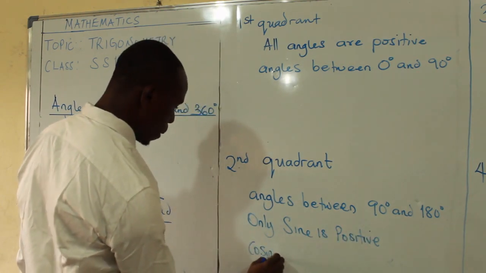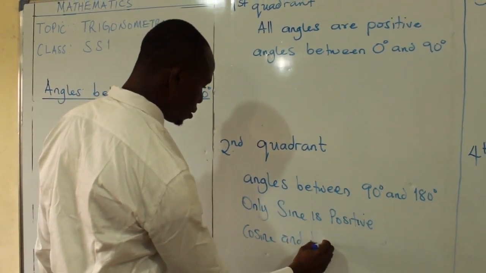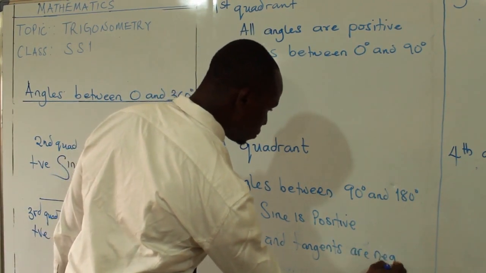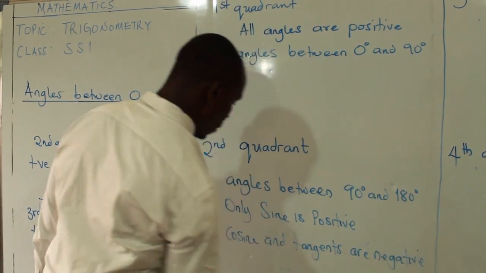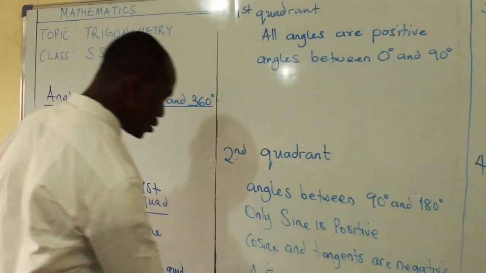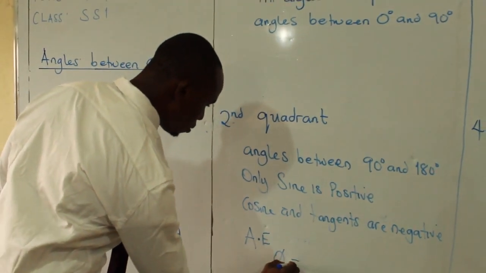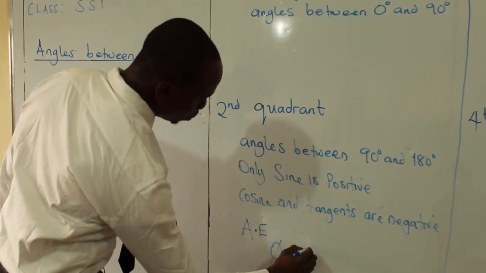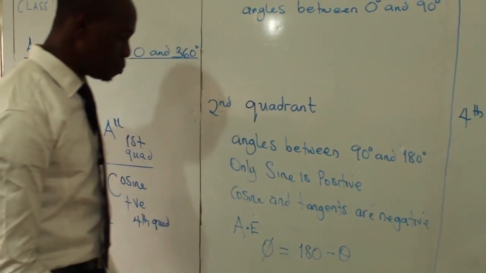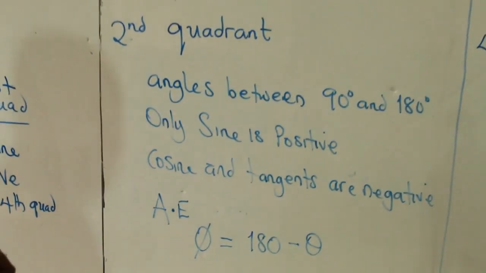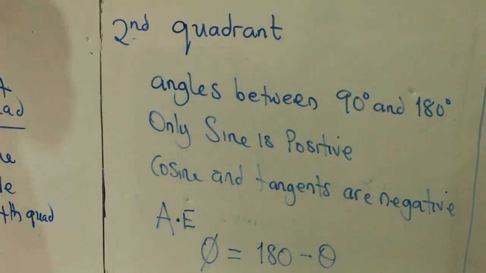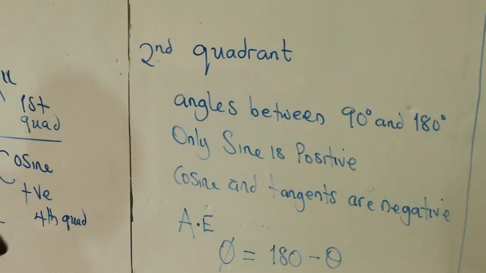cosine and tangents are negative, and the acute equivalence, shortened as AE, is given by phi being equal to 180 minus theta. This is a measure that takes the given angle in the second quadrant to a value between 0 and 90, so it can be checked up from a 4-figure table.